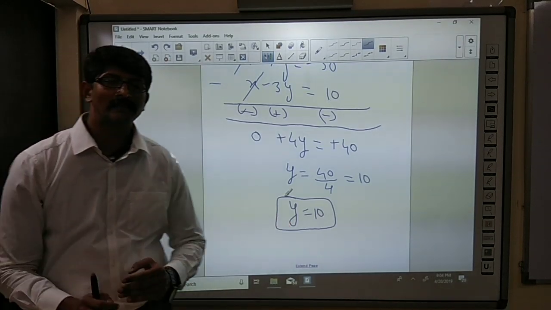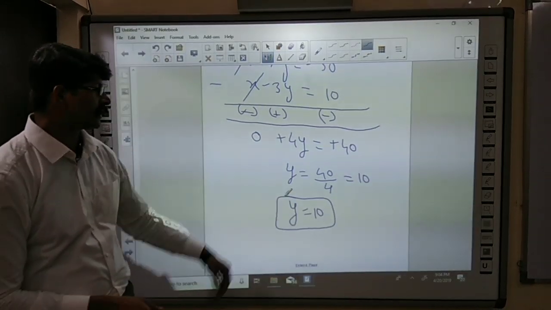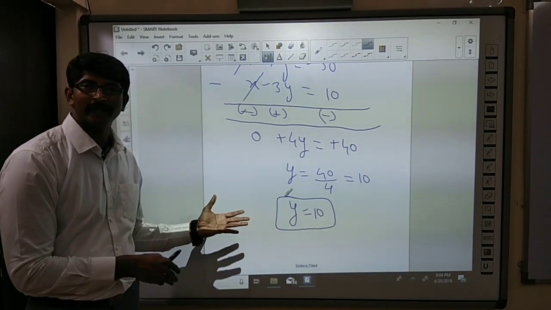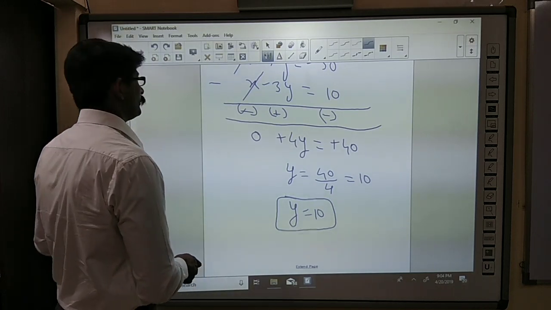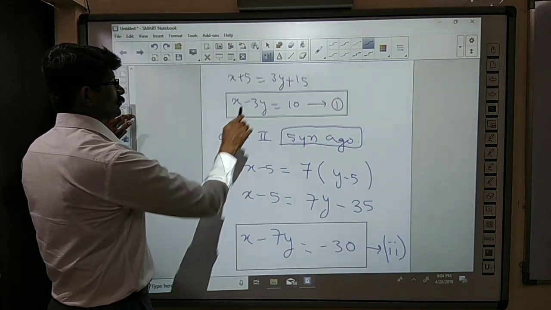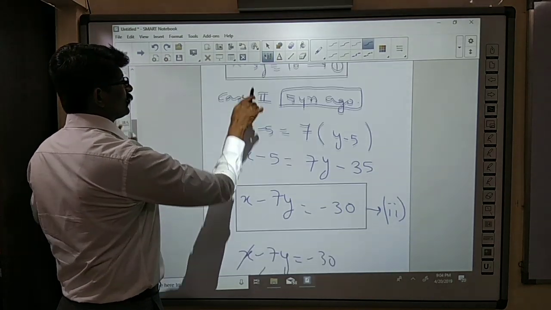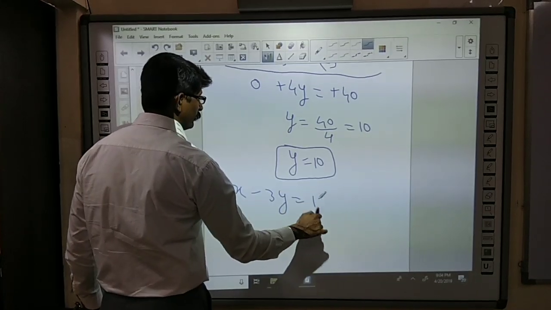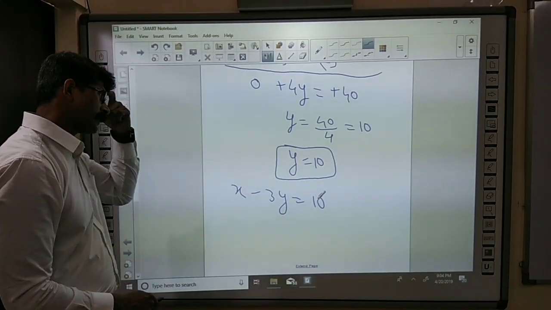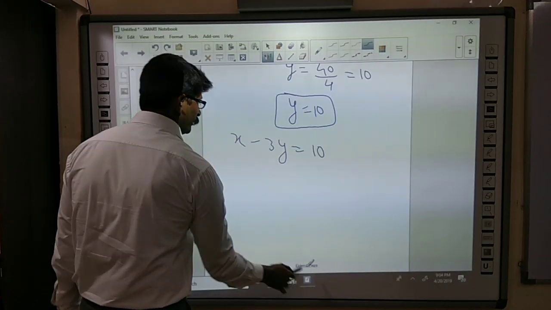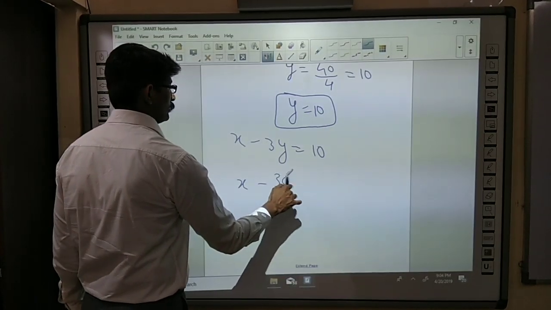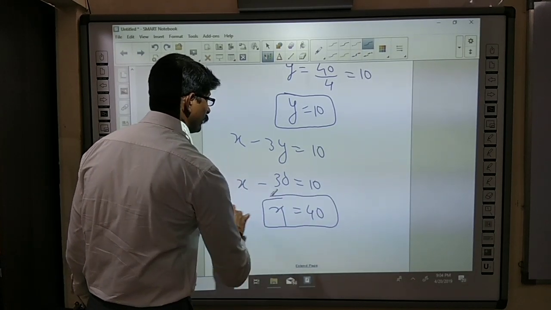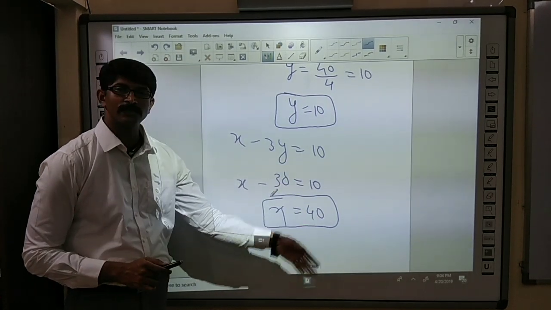That means the son's present age is 10 years. But our sum doesn't get over here; we still have to find the value of x. How to find the value of x? That's very simple. I'm going to plug the answer for y into x minus 3y is equal to 10, which was equation number 1. Substituting the value of y, x minus 30 is equal to 10, so x is equal to 40. That means the son's age is 10 and the man's age is 40.